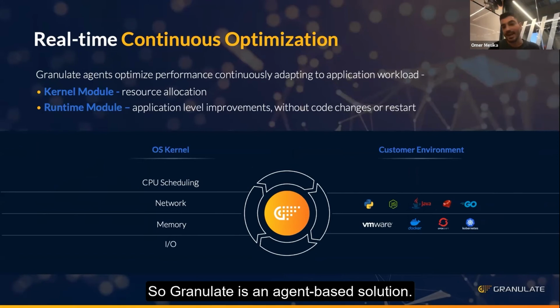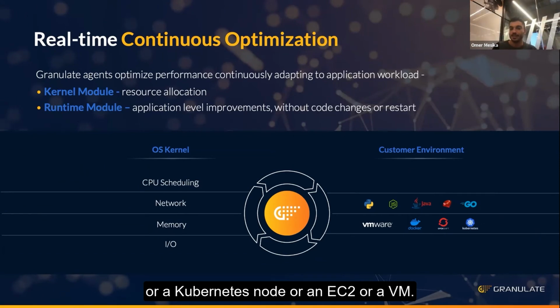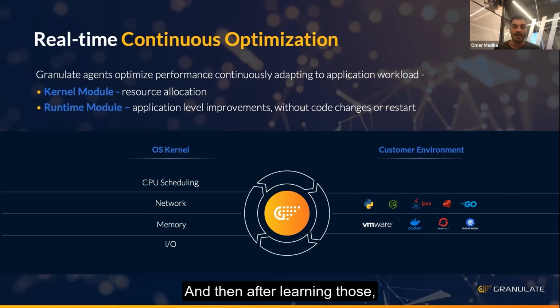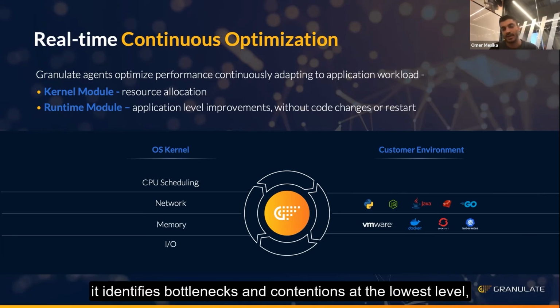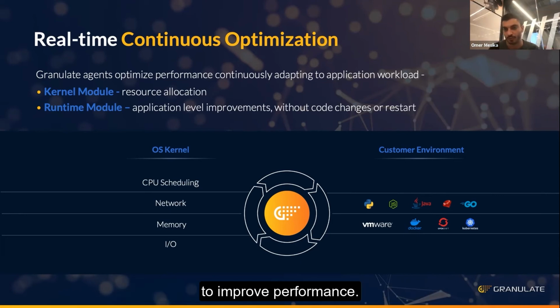Granulate is an agent-based solution. The agent is installed on a machine or a Kubernetes node or an EC2 or a VM. After it's installed, it starts learning resource usage patterns and data flow. And then after learning those, it identifies bottlenecks and contentions at the OS level. Then after activation, it can make decisions to improve or relieve contentions and bottlenecks to improve performance.